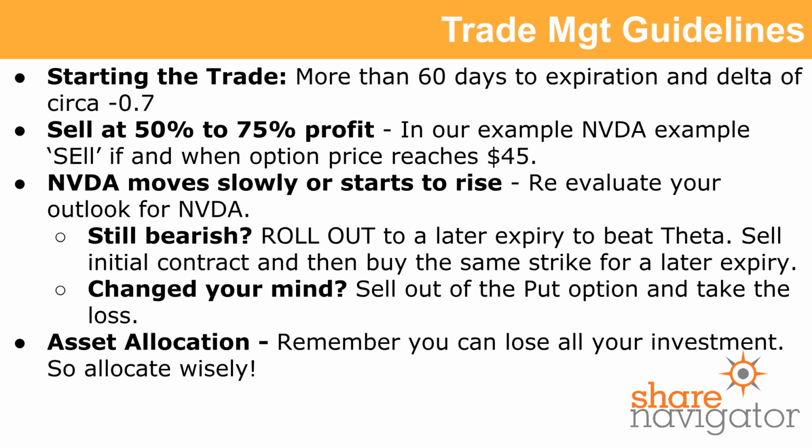So in our situation with NVIDIA, we want to be selling out if the value of the put option reaches $45. But what happens if NVIDIA doesn't move quick enough or just moves very slowly? If we're still bearish on the trade, we can roll out, which involves selling our existing put option and then buying another one for a later expiry to avoid that theta trap we spoke about. And if you've changed your mind and you're no longer bearish on the stock and you think it's actually going to rise, just close the put option and take your loss.